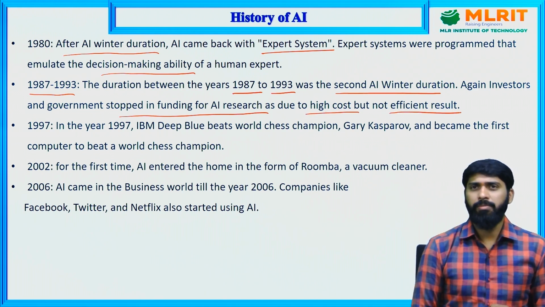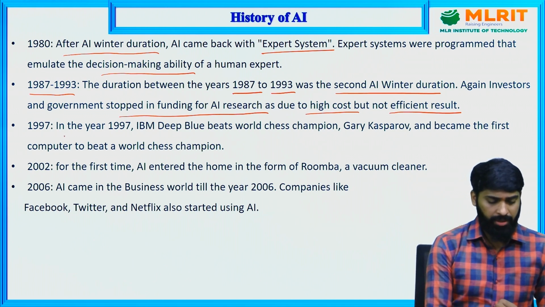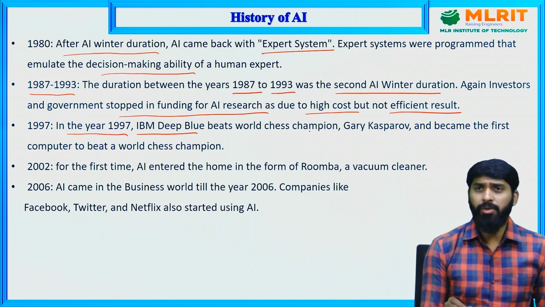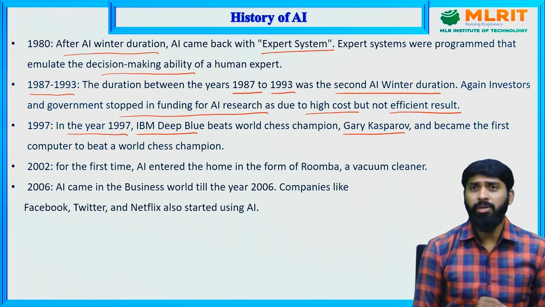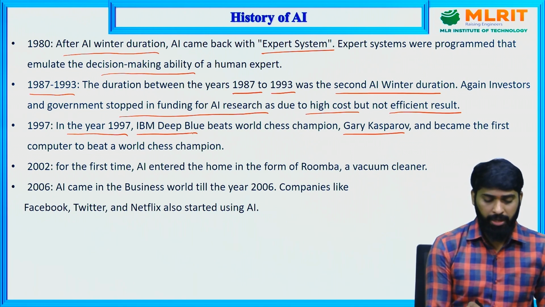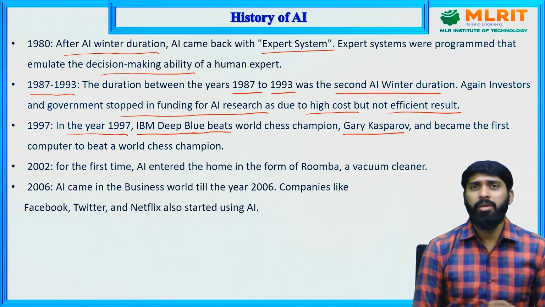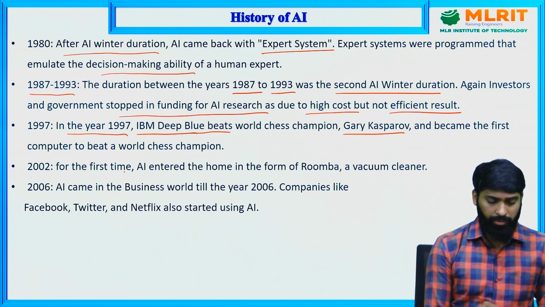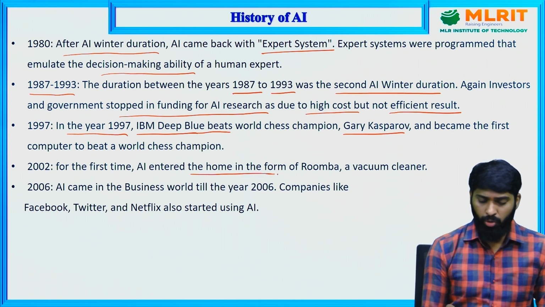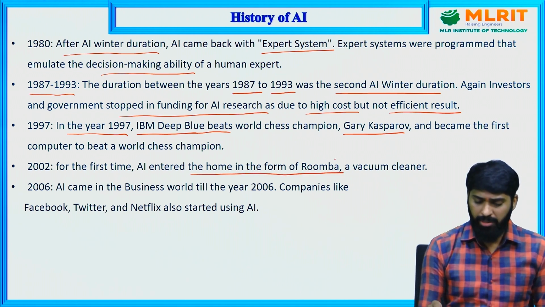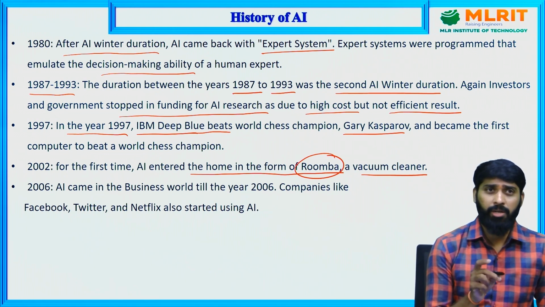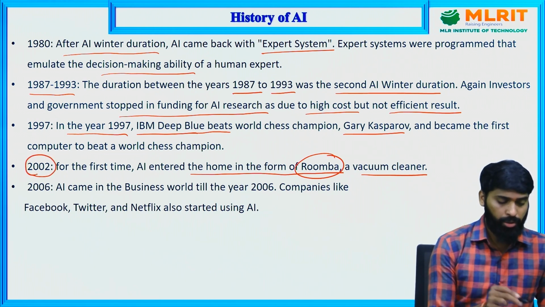In 1997, IBM Deep Blue beat world chess champion Garry Kasparov and became the first computer to beat a world chess champion. In 2002, for the first time, AI entered the home in the form of Roomba. Roomba is a vacuum cleaner. That means the first AI vacuum cleaner was invented in 2002.